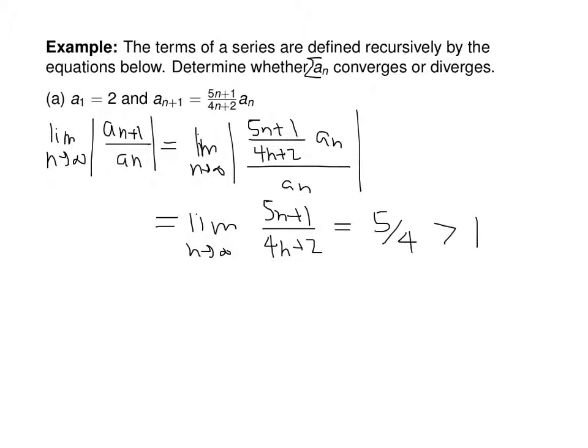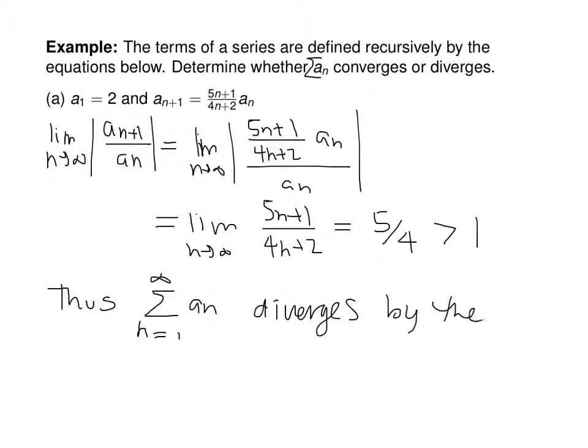You can see tons of these limits now, so you know that this limit is equal to 5/4, which is greater than 1. So, in this case, that tells us that the sum from n equals 1 to infinity of these a sub n's diverges by the ratio test.